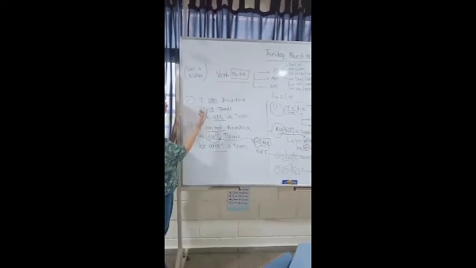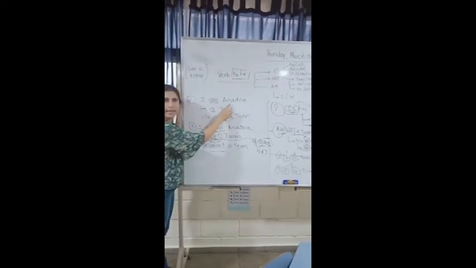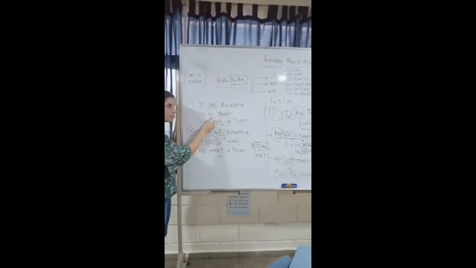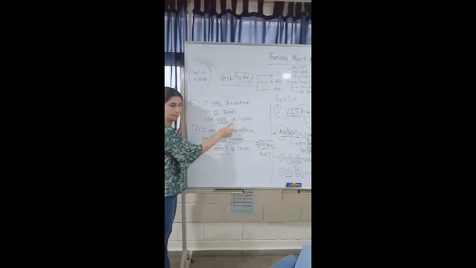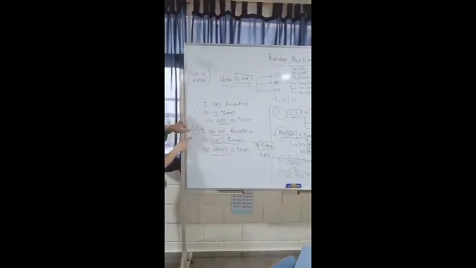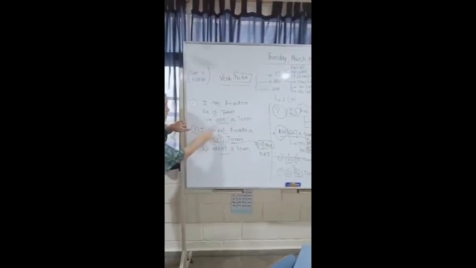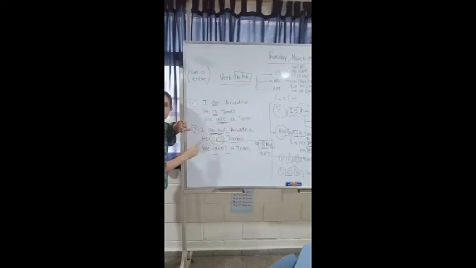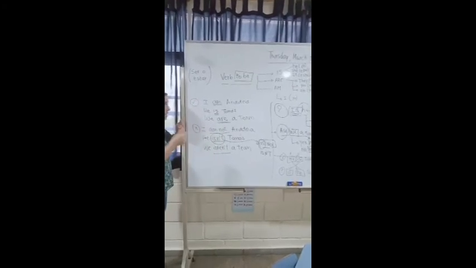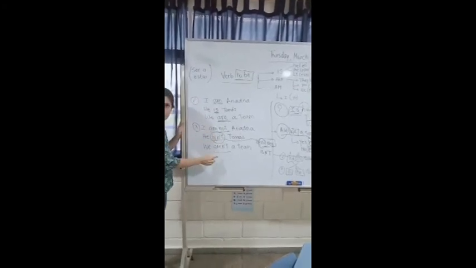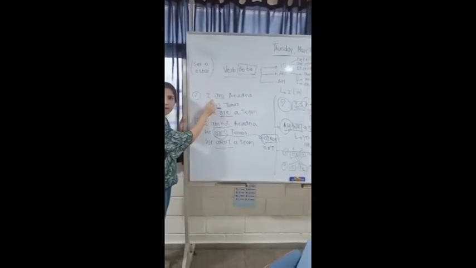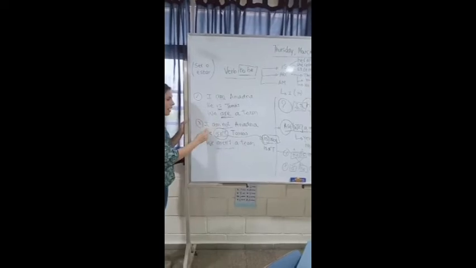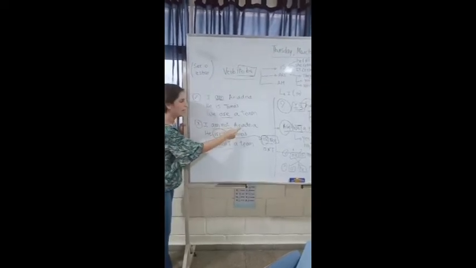Okay, now let's move to the negative sentence. Here, the only thing that changes is the verb to be. Instead of saying, I am Ariadna, you have to say, I am not Ariadna. You have to add the word not here, okay? And in the case of is and are, we have to change it to isn't or aren't.